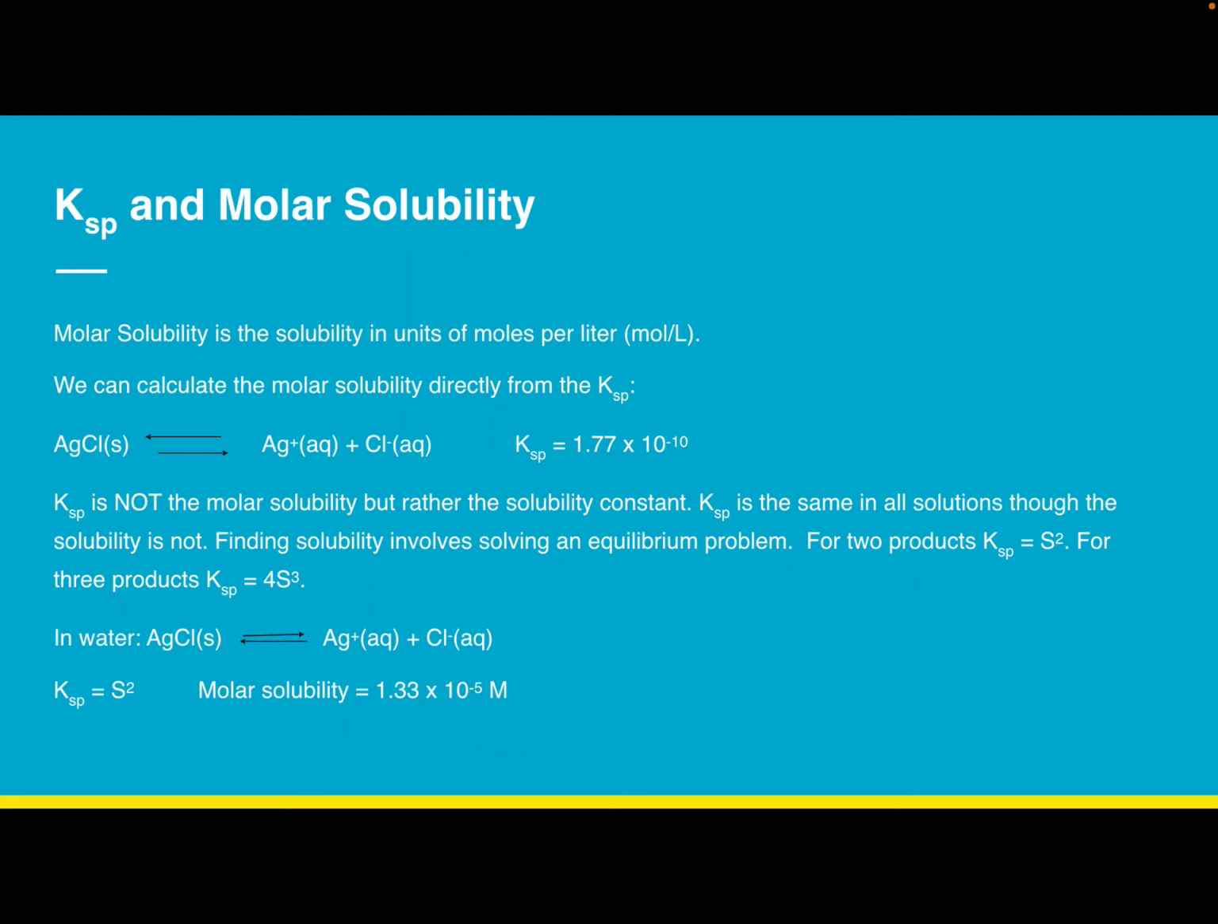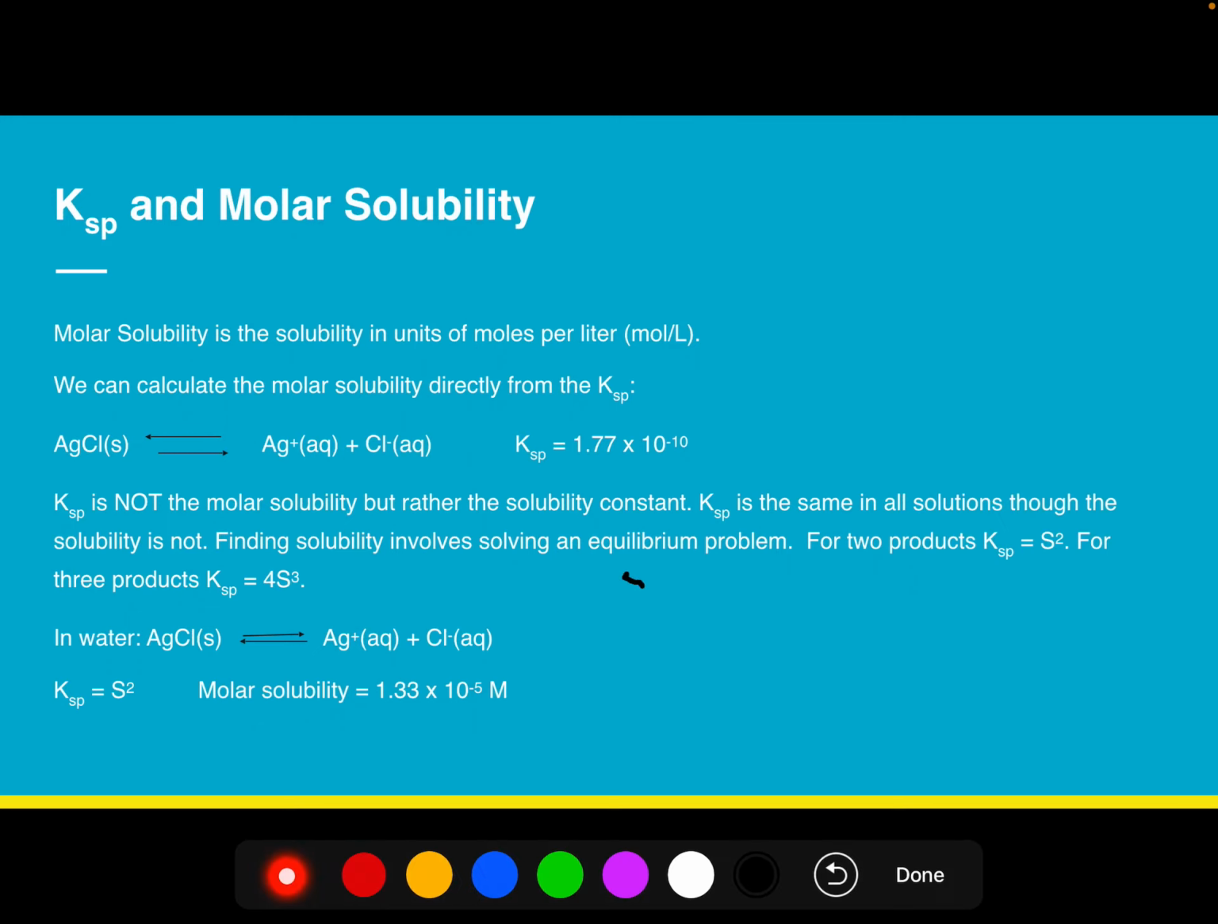So next thing we're going to talk about is something called molar solubility. And molar solubility is the solubility in moles per liter. So essentially, the molar solubility is going to be represented by an S, and that's why you're seeing the S's here at different places on this page. But the S is equal to your X in an ICE table.